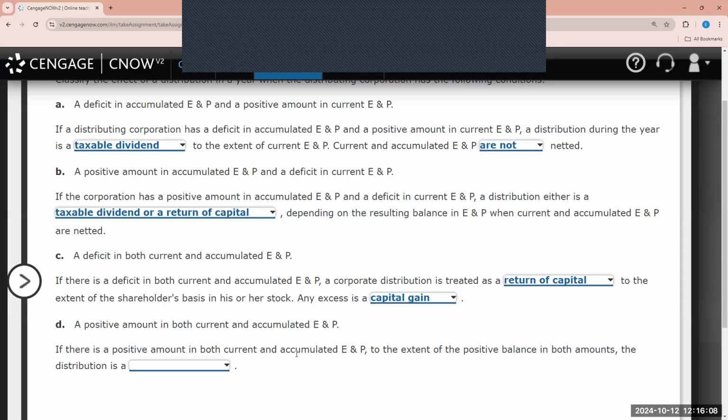So if there's a positive balance in both current and accumulated E&P, it is treated as a taxable dividend. So as mentioned, again, it is very important to distinguish between whether or not there is a current E&P, accumulated E&P, and whether the balances at the time of distribution are positive, a deficit, or if it varies based on current and accumulated.